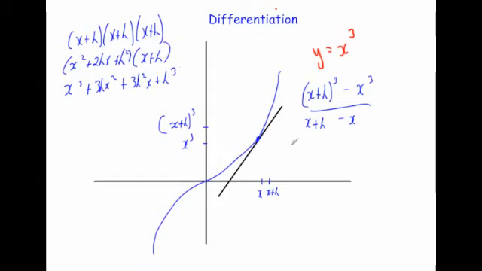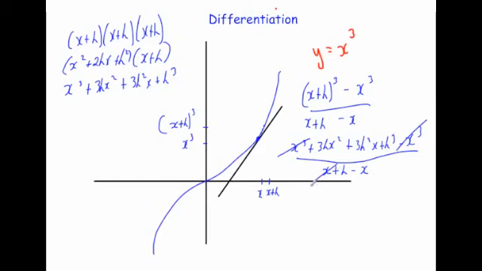So on the top line, we're going to get x cubed plus 3hx squared plus 3h squared x plus h cubed, subtract our x cubed. And that's going to be all over x plus h subtract x. Now again, you will see those terms will cancel, and on the bottom line they will cancel. So we'll be left with 3hx squared plus 3h squared x plus h cubed all over h. So let's cancel that out.